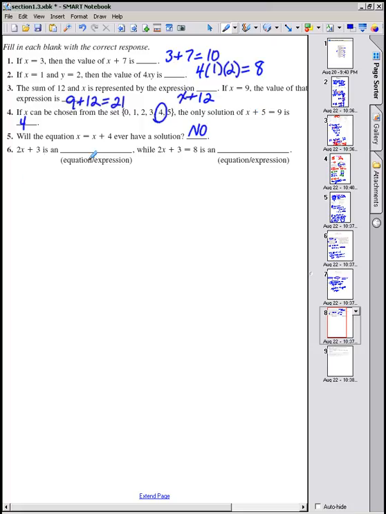2x plus 3 is what? An expression? Yeah, it's an expression because it has no equal sign. 2x plus 3 equals 9 is an equation because it has an equal sign.